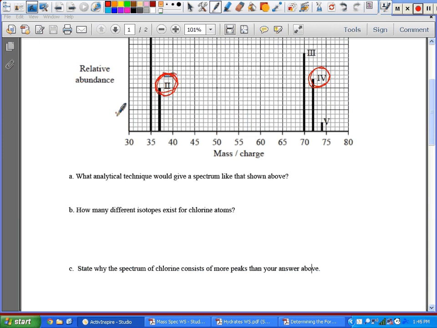Why is that true? When we see chlorine in nature, how do we see it most often? By itself or as a diatomic? As a diatomic. That's why. Now, why is 5 so small?